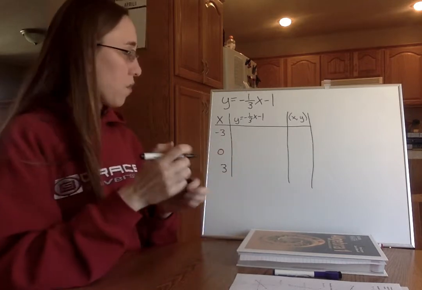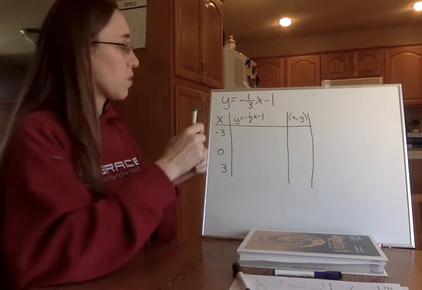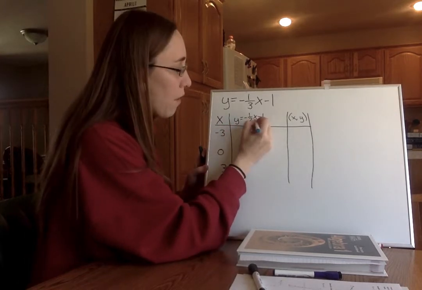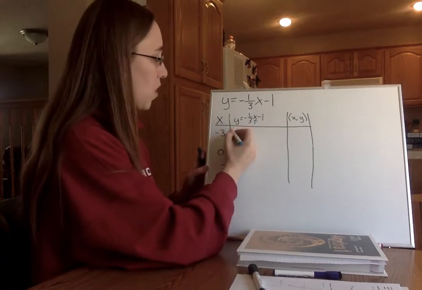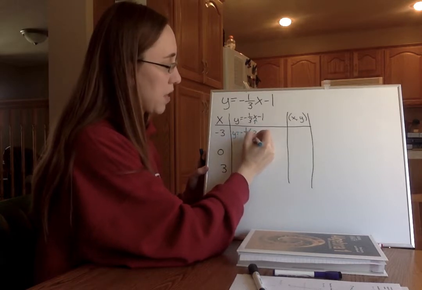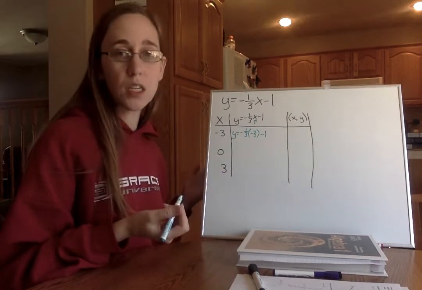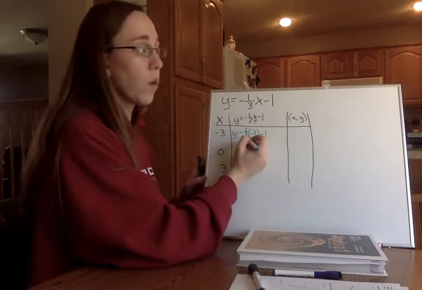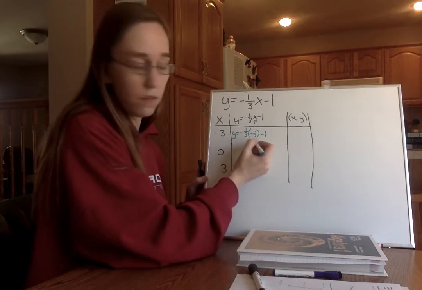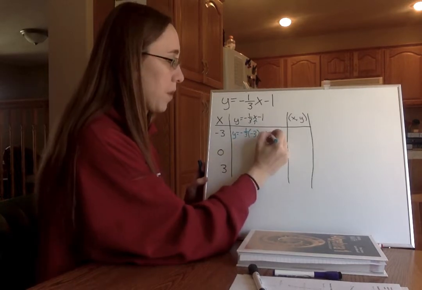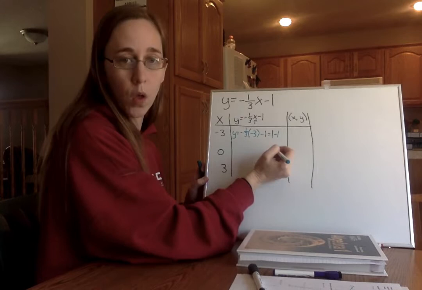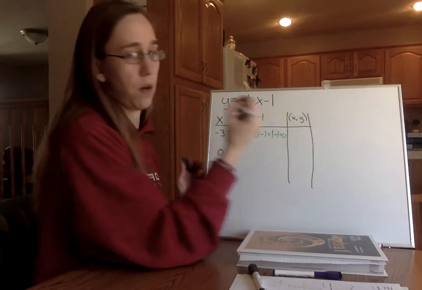Okay? So for -3, what you are doing is you are literally taking whatever is in the x column and putting it in for that x in the equation. So for the first one, I'd have y equals -1/3 times -3 minus 1. So we just plugged it into the equation. That's our first step. Well, now, order of operations, we have to do the multiplying. So negative times negative is going to make that a positive. 1/3 times 3 is just 1. So this first part became a 1. We still have the minus 1. 1 minus 1 is 0.